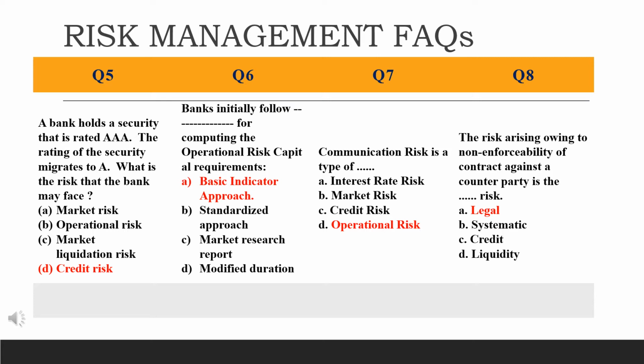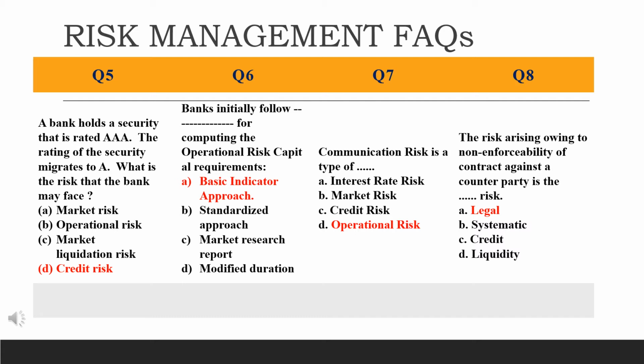The answer for this is basic indicator approach. Basic indicator approach stands for BIA. As the name suggests, BIA is the entry level for calculation of the operational risk capital requirements under Basel guidelines.